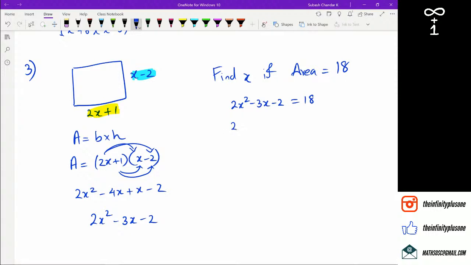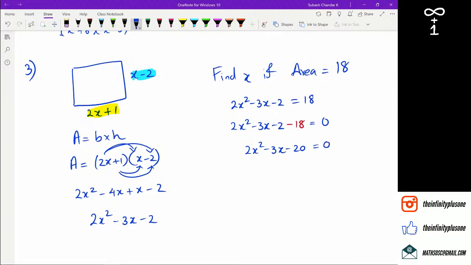So we've got 2x squared minus 3x minus 2, and I'm going to bring that 18 over, which makes it minus 18. All of this is equal to 0. So then we've got 2x squared minus 3x minus 20 equals 0.